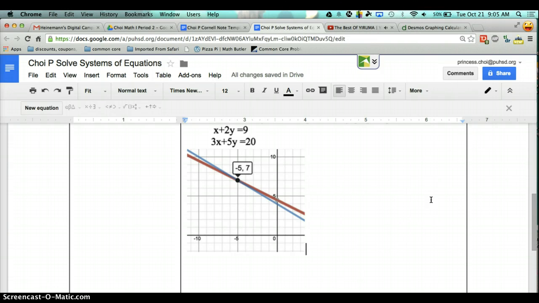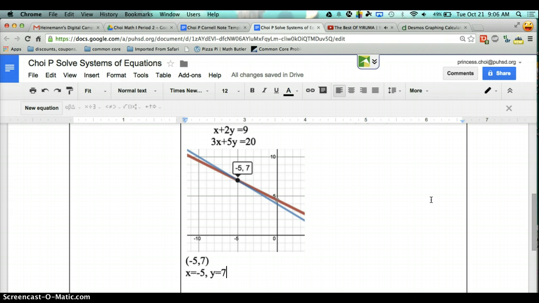Okay, it's called Desmos, D-E-S-M-O-S. So it already gave you the answer, and your answer is -5, 7. What that means is that x is equal to -5 and y is equal to 7. Okay, here's the only problem. This is so easy to solve if you have Desmos. All you have to do is type in the equations, right? But then, when we have to do it by hand, it gets a little bit more complicated.